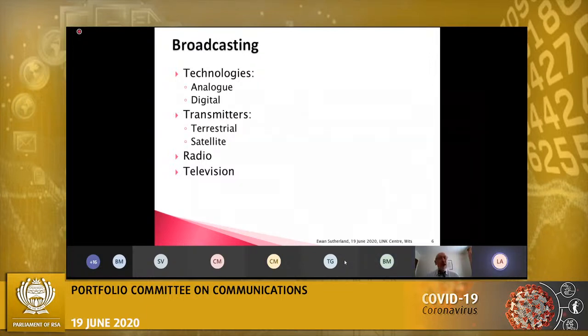So broadcasting was originally analog. Then we moved to digital, and digital becomes very important. There are transmitters. Some of those are terrestrial on the Earth, and some of those are satellite in space. And that itself causes a whole range of very complicated problems. Radio originally, and then television.